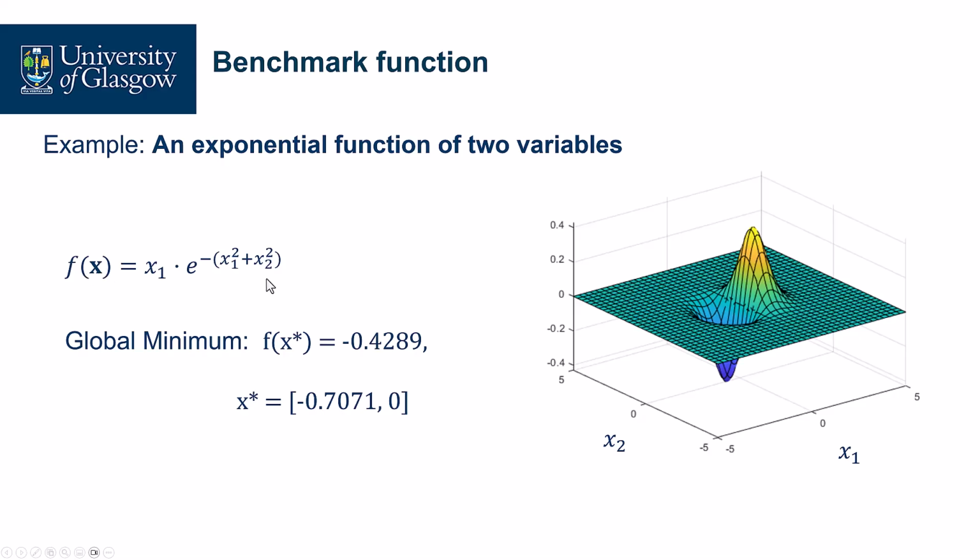There are two design variables, and this is a plot of the function, and we want to find the global minimum, located here. This is the function value at the optimum point, and the optimal point is here. The x1 is about minus 0.7, and the second one is 0. Remember this value, so we can see if the result generated later on is good or not.